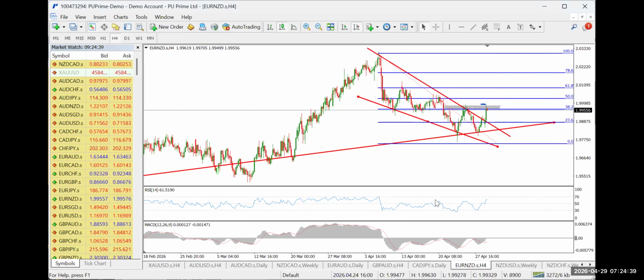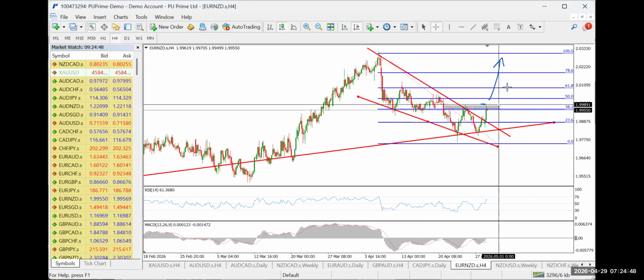But then we are very, very bullish on this instrument, very bullish on the Euro NZD, and price is expected to target between 101 to 190 pips. Again, it's a swing setup, so please treat it as such.